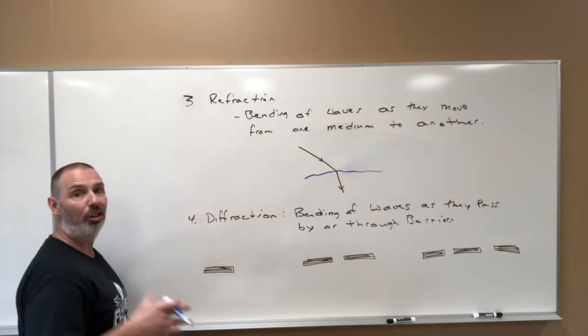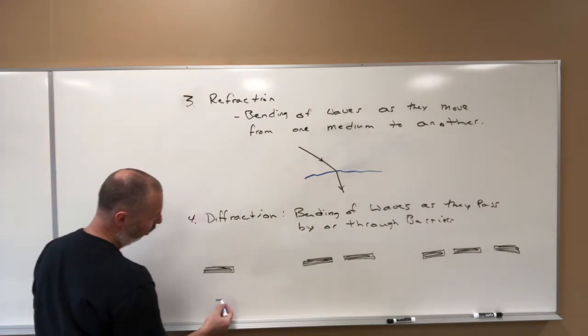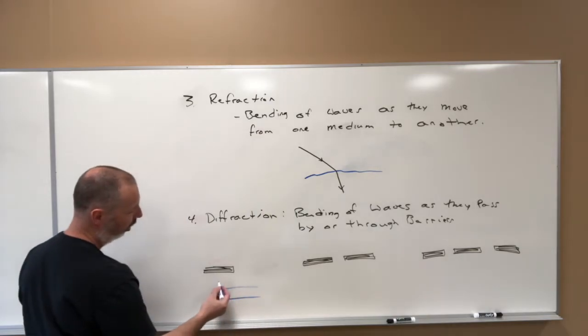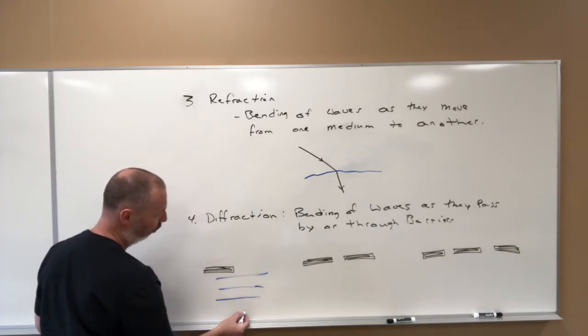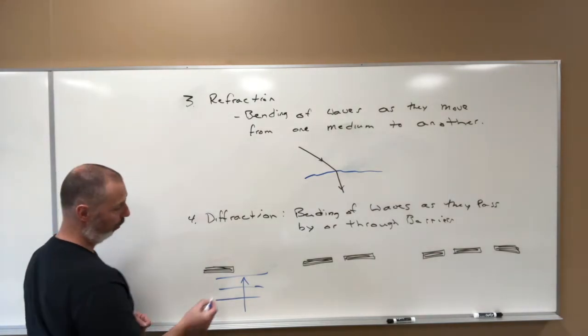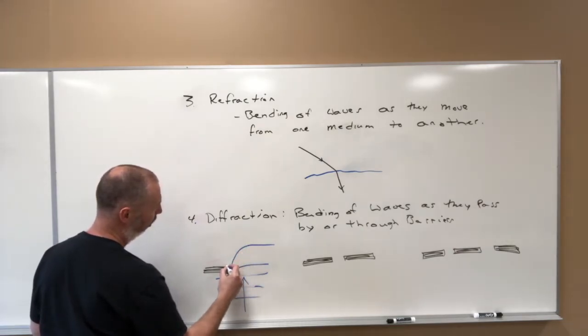So this is a top-down view of a water wave. So here's a crest of a water wave, and then the next crest, and the next crest. These waves are moving in this direction towards the barrier. As they hit the barrier, they start bending, and they do this kind of thing.